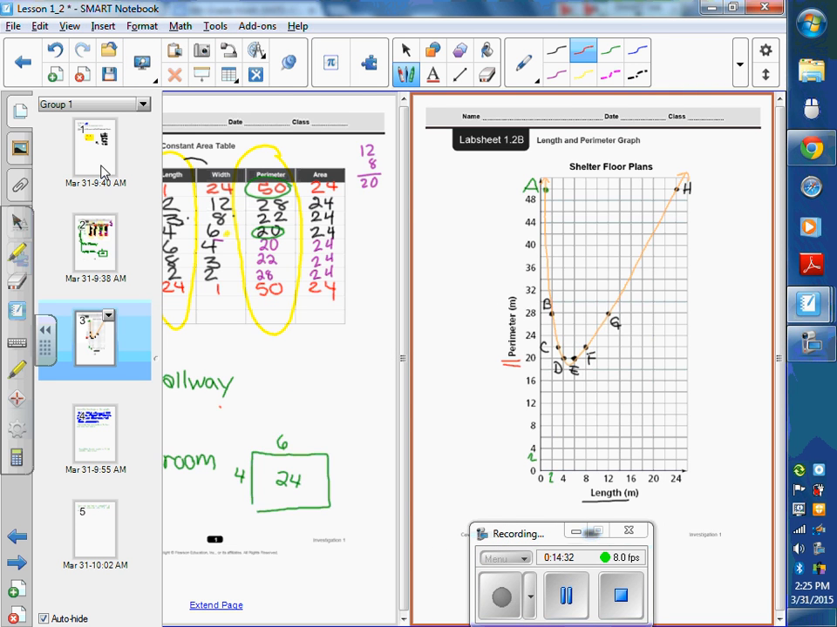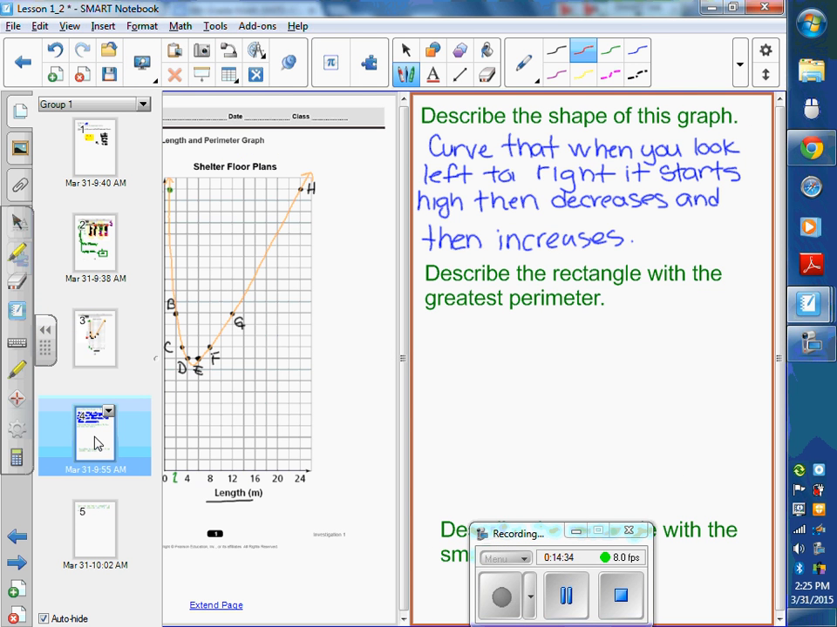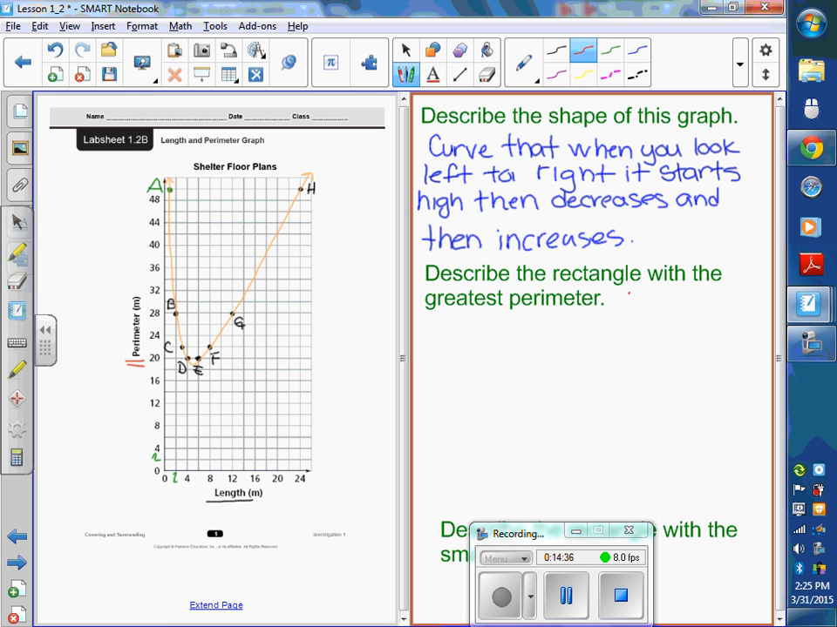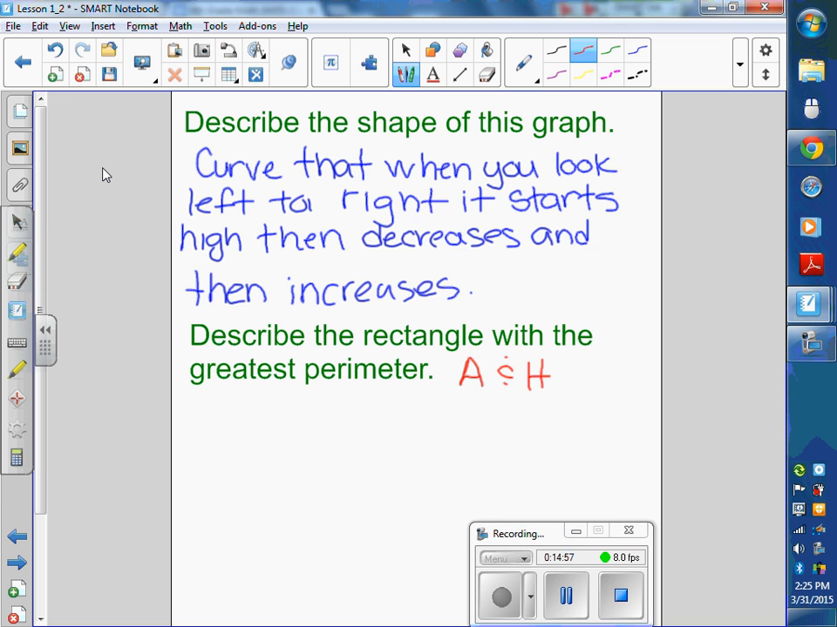So you should be able to find them. And then how would you describe them? A had a length of how much? No, it has a perimeter of 50. A length of, you have to look down here, right? So that's a tricky thing.